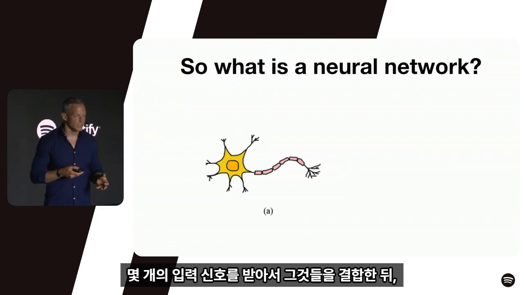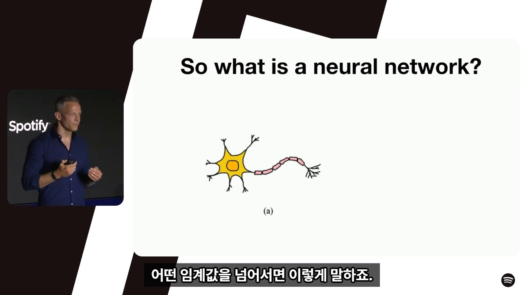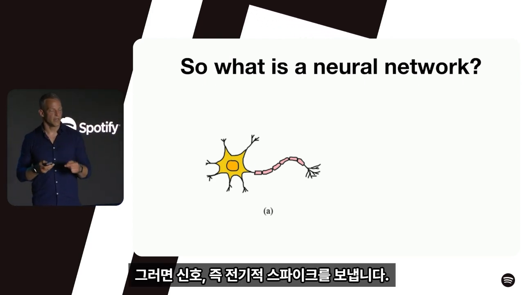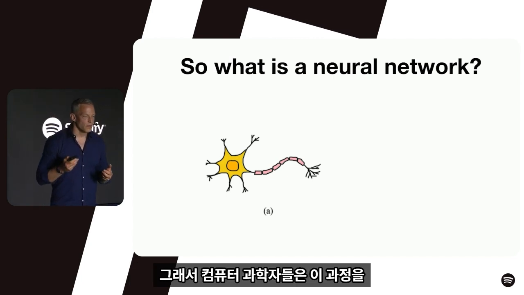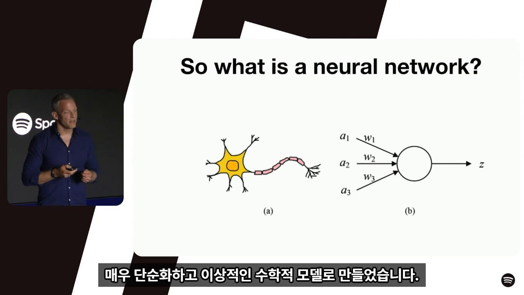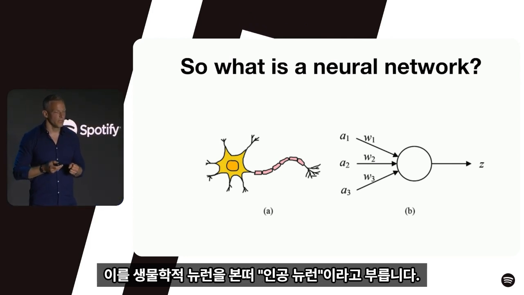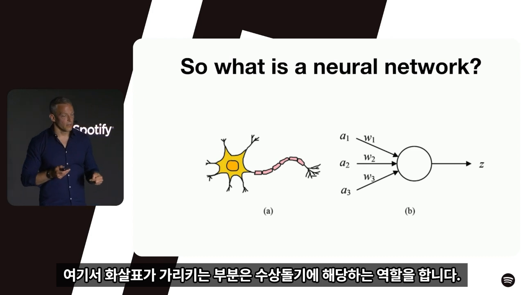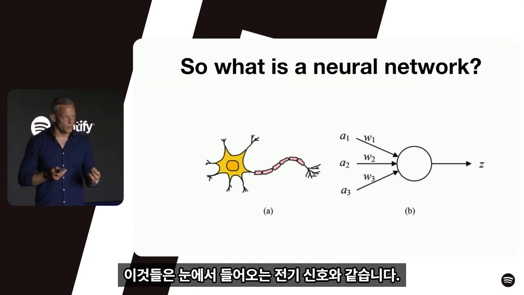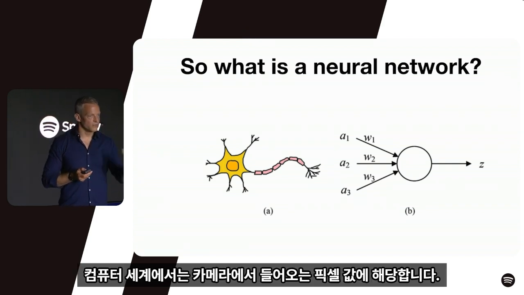It takes a few input signals, it combines them, and if it hits a certain threshold value, it's going to say, hey, I'm seeing something here, and it's going to send a signal or a spike. So what computer scientists did was they did a very simplified, idealized mathematical version of the biological neuron called the artificial neuron. So the arrows pointing in here are the equivalent of the dendrites. So you have A1, A2, A3. These would be the electrical signals from the eyes. In a computer world, they would be the pixel values from a camera.